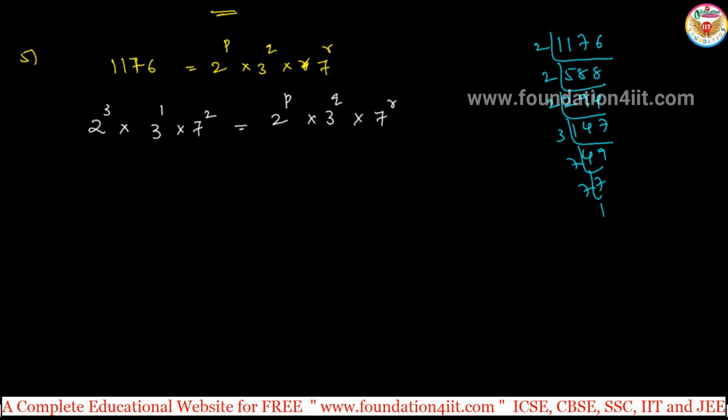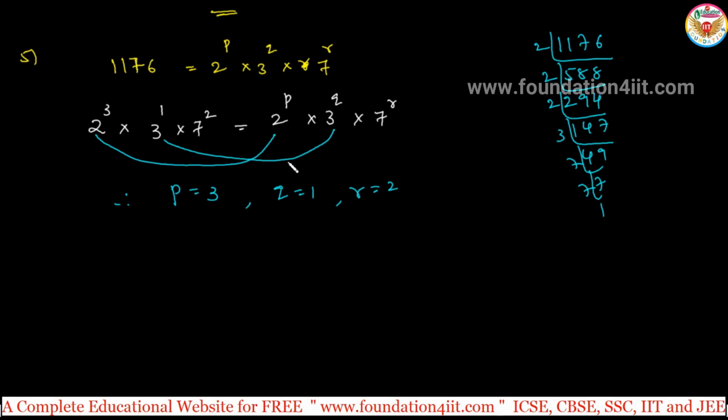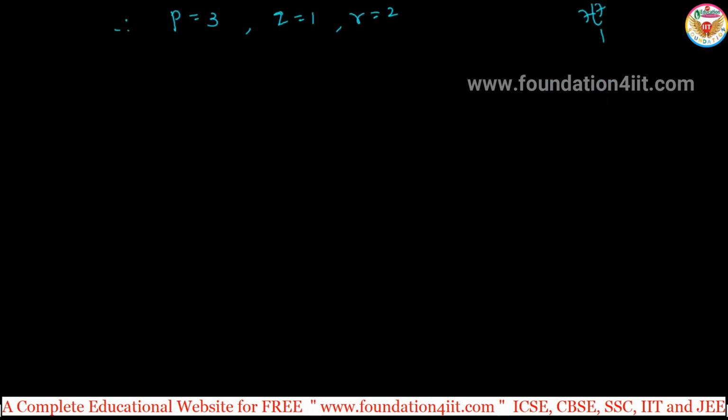Whenever the bases are the same, you can equate the powers. Therefore p is equal to 3, because 2 is matching this, and 3 is this, that means q is equal to 1. Then r is equal to 2. This way you can simplify, and using p, q and r, if they ask to simplify any value, you can use this. And in this chapter, there is one more type of question.